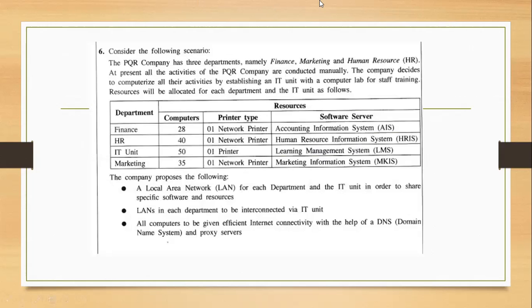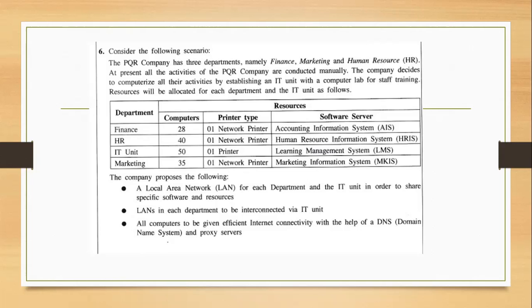So let's move to the network question. 6th question, network question. Consider the following scenario. The PQR company has 3 departments, namely finance, marketing, and human resource. At present, all the activities of the PQR company are conducted manually. The company decided to computerize all their activities by establishing an IT unit with a computer lab for staff training.